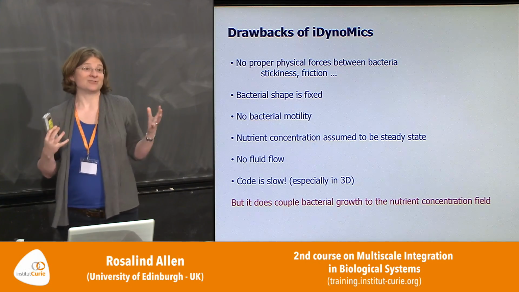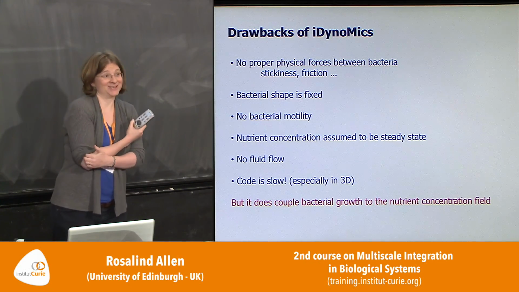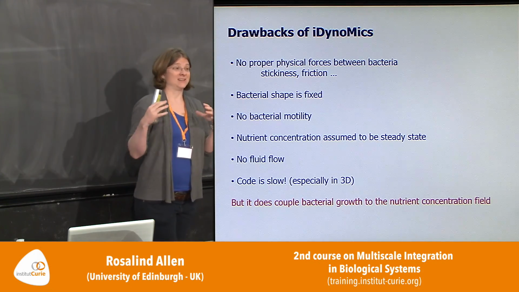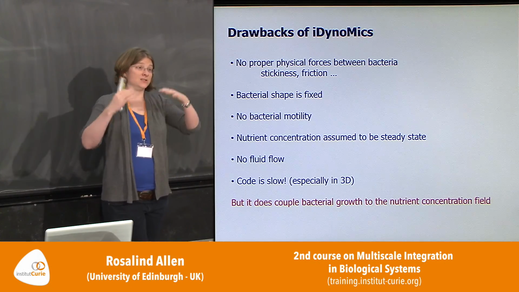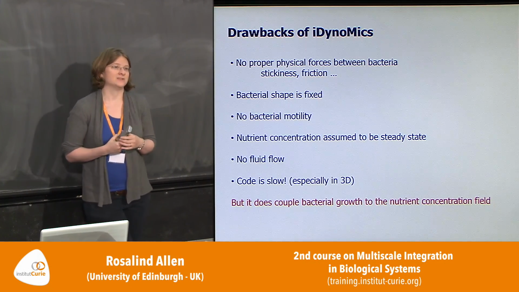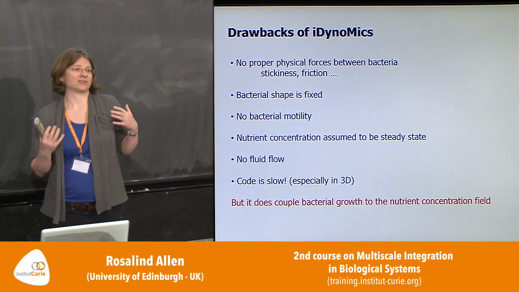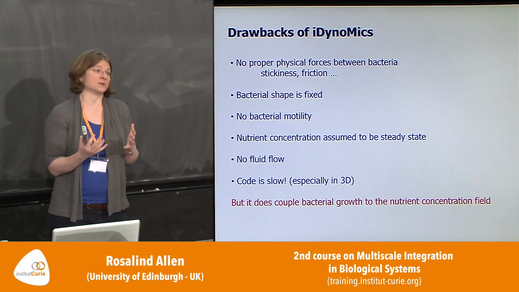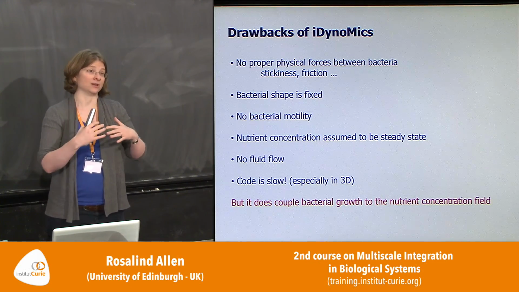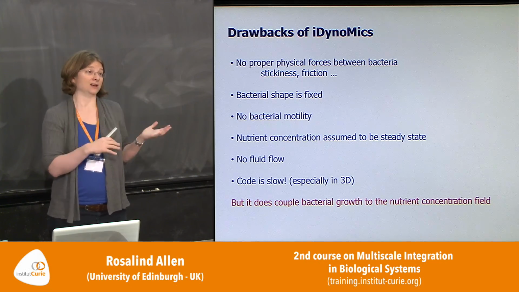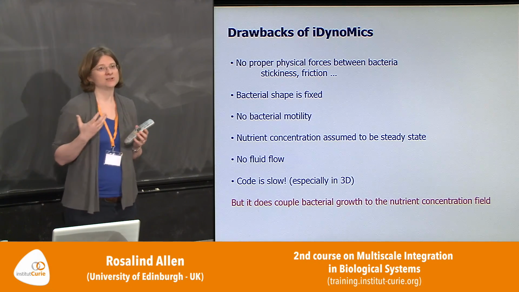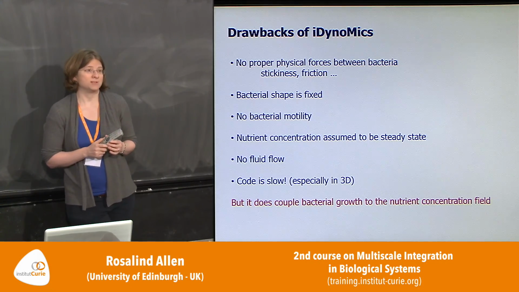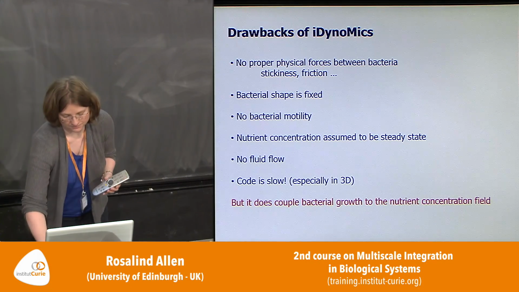So having said all this, we still are using this software package, and the reason is because the one thing that it does do correctly, we think, is that it couples bacterial growth to a spatially varying nutrient concentration field. And so what we're doing in this research is asking the question, what are the consequences of a coupling between the growth of a bacterial population and a local nutrient concentration field? Using this one very simple physical mechanism, how much can you explain about what happens in a bacterial biofilm? Okay.